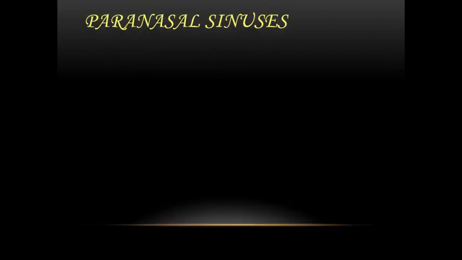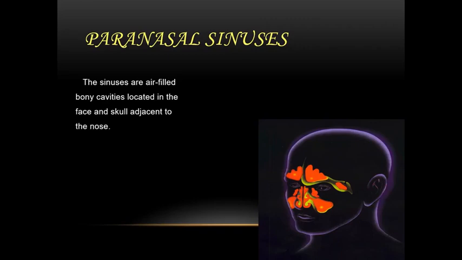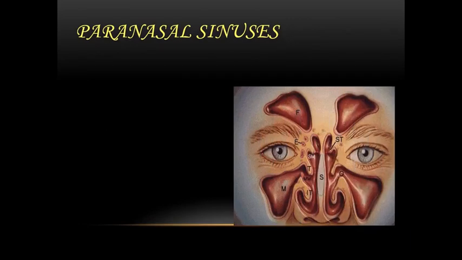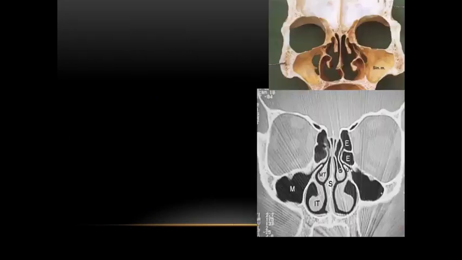Now we are passing to the paranasal sinuses, which are air-filled bony cavities located in the face and the skull adjacent to the nose. We have the maxillary sinus, ethmoid sinus, frontal sinus, and sphenoid sinus. Maxillary sinus.